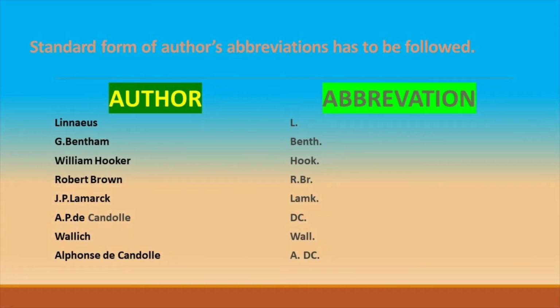Standard form of author's abbreviation. Linnaeus, L. Bentham, Benth. William Hooker, Hook. Robert Brown, R.Br. J.B.P. Lamarck, Lam. A.P. de Candolle, DC. Wallich, Wall. Alphonse de Candolle, A.DC.